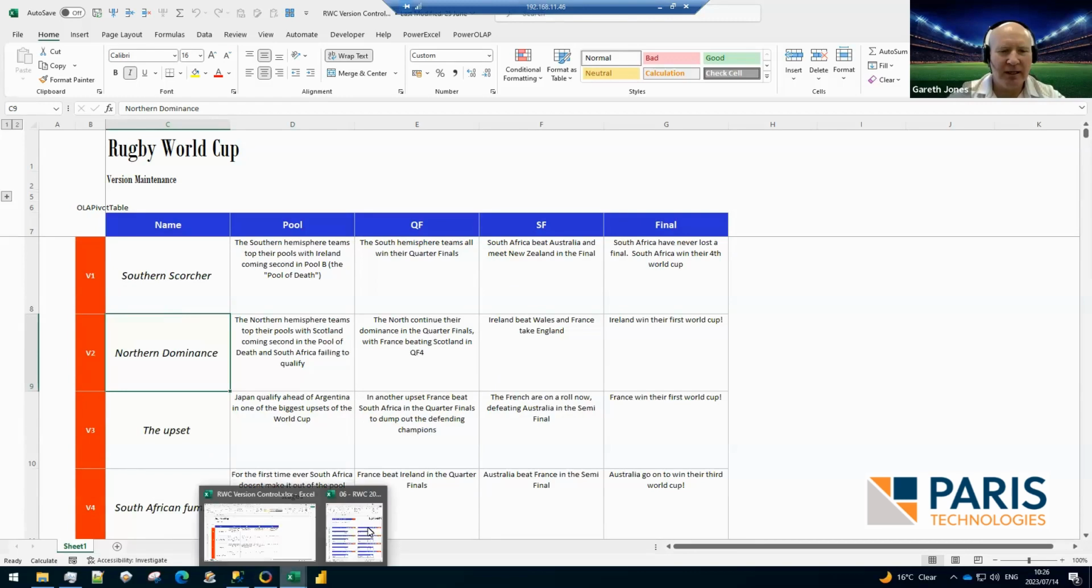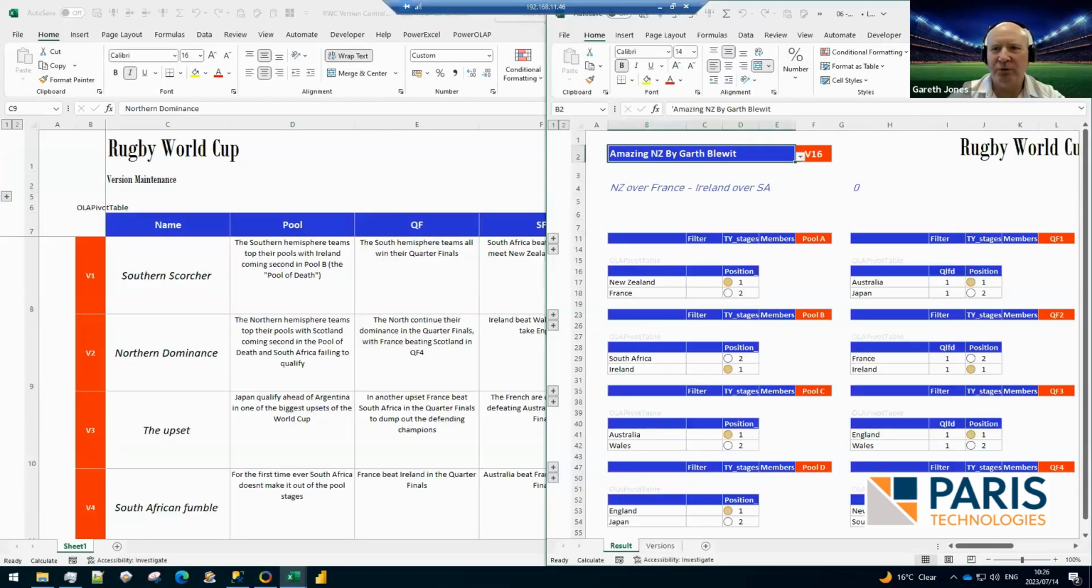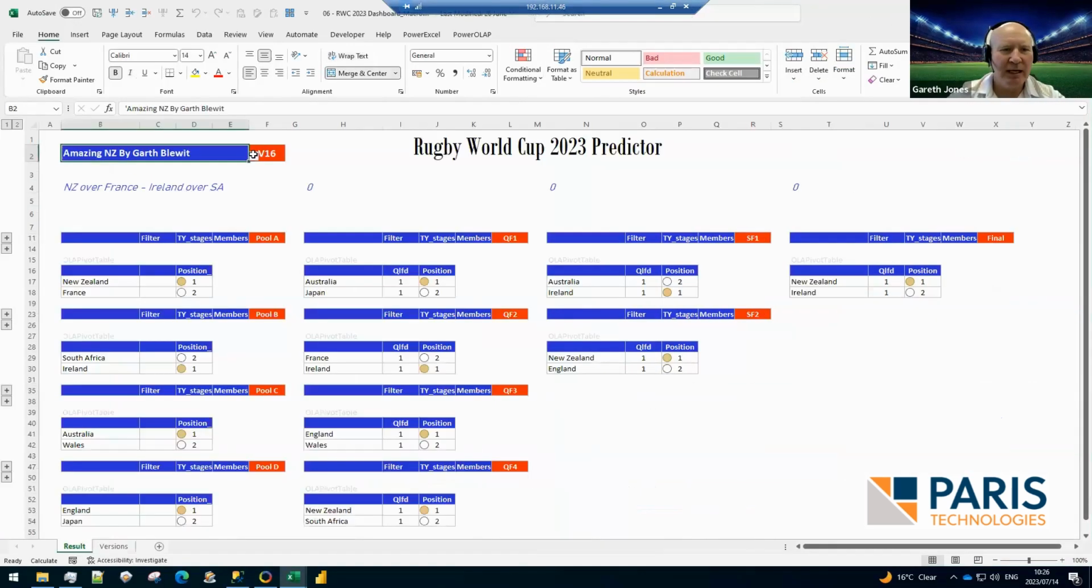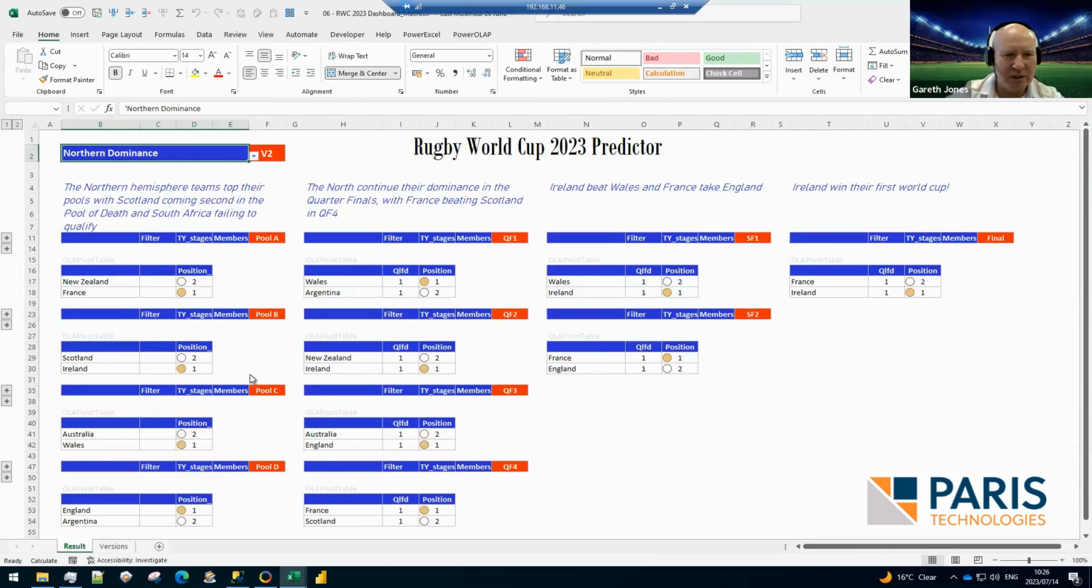If I go and have a look now at the actual results, I can pick any one of these versions, and not only am I going to get who won which game all the way through to the final, but I'm going to get these assumptions coming through and actually supporting that. So you can see here, the North continue their dominance in the quarterfinals with France beating Scotland. So that assumption is sitting now with the data. This is really nice and useful if you're thinking about business.